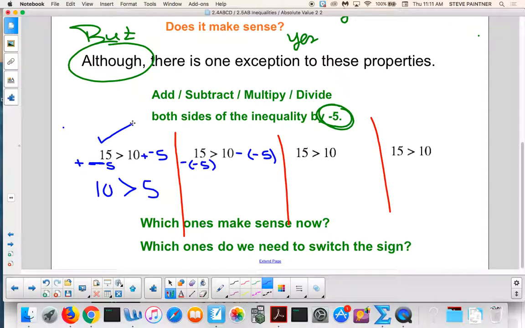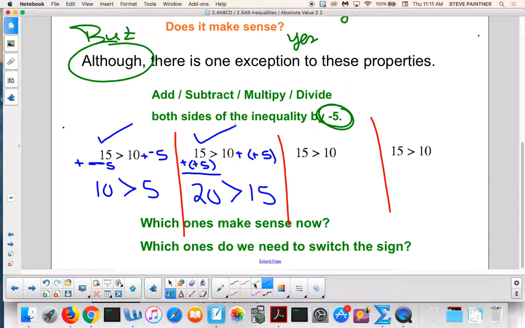Now this one. 15 subtract negative 5 means really what? Add. So it's 20. 10 add 5 is 15. Is 20 greater than 15? Yes. Okay, looks good so far.